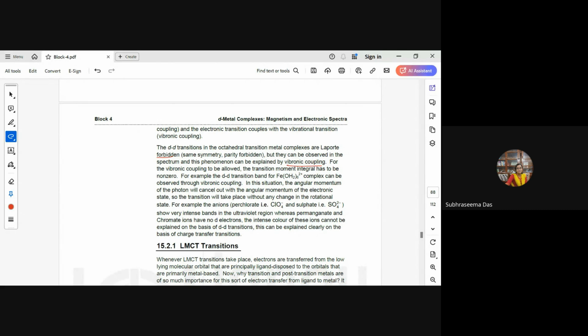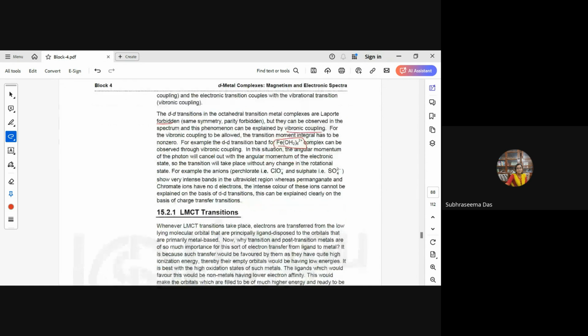Now, for this complex, the d-d transition is observed through vibronic coupling. Here, in this situation, the angular momentum will cancel out the angular momentum of the electronic state. As a result, the transition takes place without any change in the rotational state. So this is how the vibronic coupling takes place.